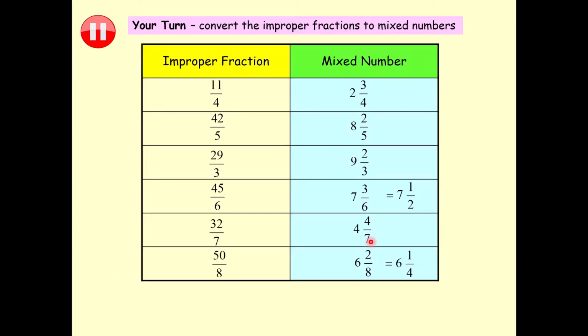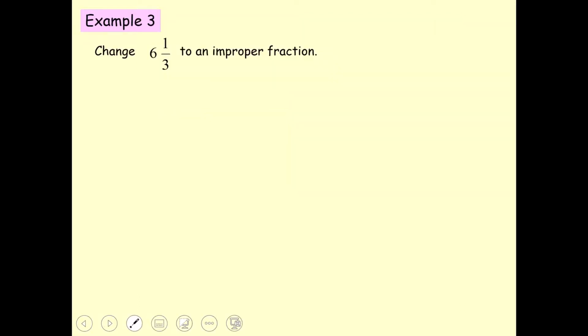So these were converting from improper fractions to mixed numbers. Now let's have a look at converting from a mixed number into an improper fraction. So our third example is 6 1/3, and we want to convert that mixed number into an improper fraction.